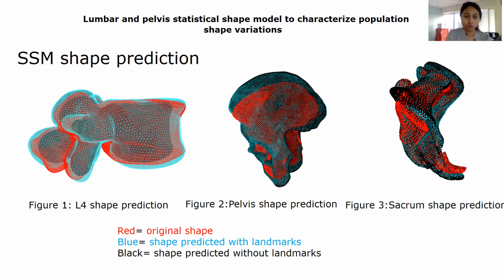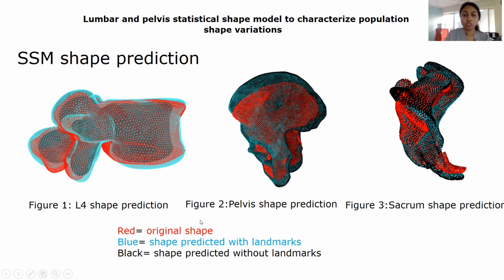In every model, the red is the original shape, the blue is the shape predicted with landmarks, and black is the shape predicted without landmarks. In figure 1, you can see for the L4 vertebra prediction, the blue model, which is the shape predicted with landmarks, did a much better job than the black model, which is the shape predicted without landmarks. For the blue model, it predicted the articular process and vertebral body similar to the original shape, but for the black model, it was much smaller.